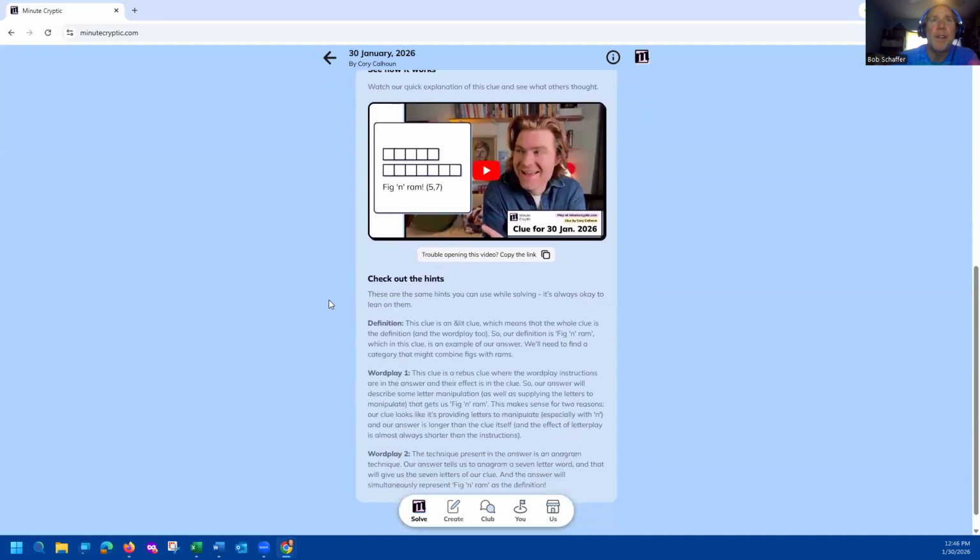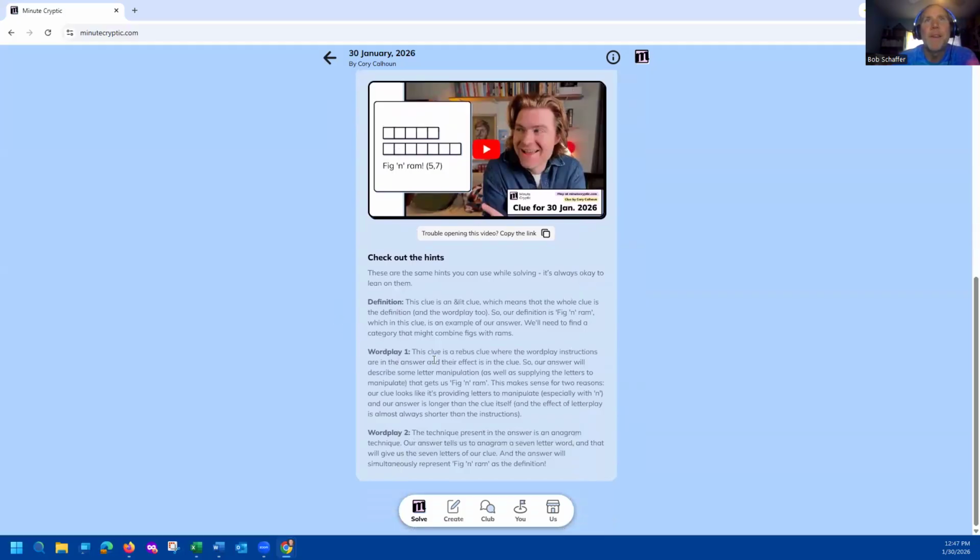Is there anything down here that says this is an &lit, so our definition is fig and ram. Wordplay: this clue is a rebus, where the wordplay instructions are in the answer and their effect is in the clue. Okay, that's how we got there. Wordplay number two, the technique present in the answer is an anagram technique. Our answer tells us to anagram a seven-letter word, and that will give us the seven letters. The answer will simultaneously represent fig and ram as the definition.